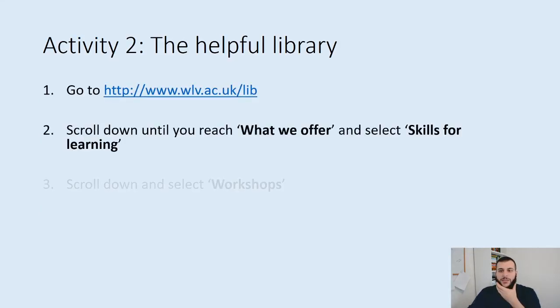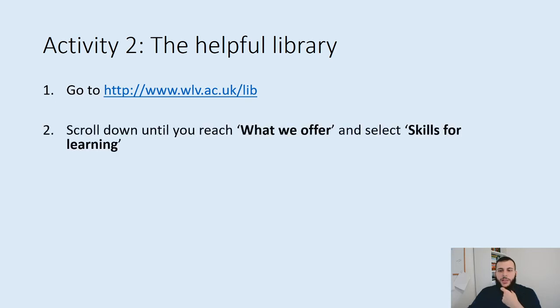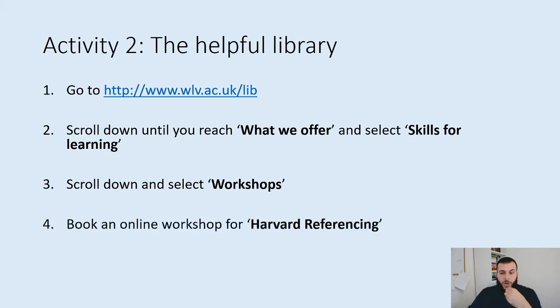Now, there's an activity called the Helpful Library, which I'd like you to do. So the first thing is to go to wlv.ac.uk/lib, which is short for library. Scroll down until you get to the What We Offer section, and there'll be a link called Skills for Learning. Okay. Then after Skills for Learning, select Workshops, and then after Workshops, book an online workshop for Harvard referencing. So this is your task for this week, to book this online workshop for Harvard referencing. We are going to go over this again.